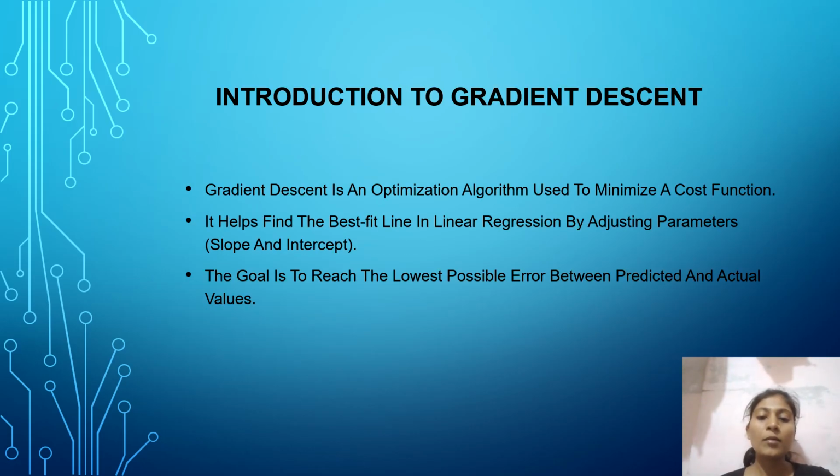Gradient descent is a mathematical optimization algorithm. Its main purpose is to reduce error in a model. In simple words, when we try to draw a line that fits the data points, the line may not be perfect at first. Gradient descent helps us to adjust the line step by step so that the error between the actual value and the predicted value becomes a minimum. So it helps us to reach the best fit line.